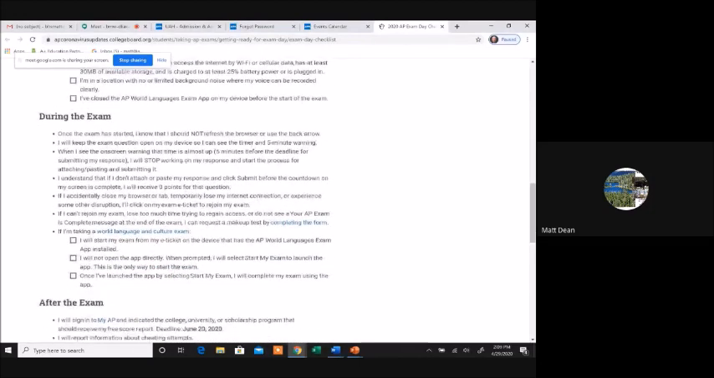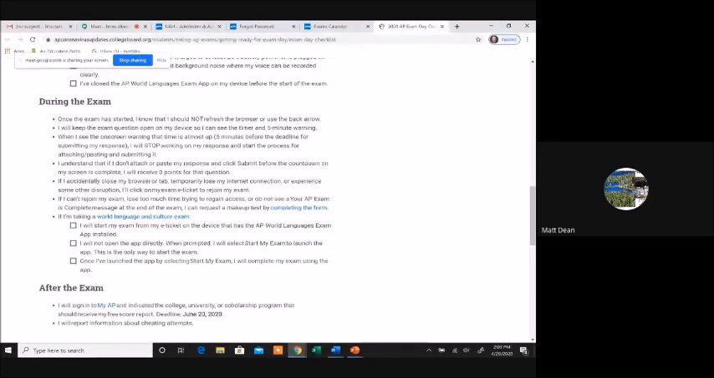So during the exam, some things to know: don't refresh your browser once the test starts. Don't hit the back arrow. That's going to mess you up. So don't refresh. Don't hit the back arrow. Keep the exam question open on your device. There'll be a timer, and it'll give you a warning when time is almost up.